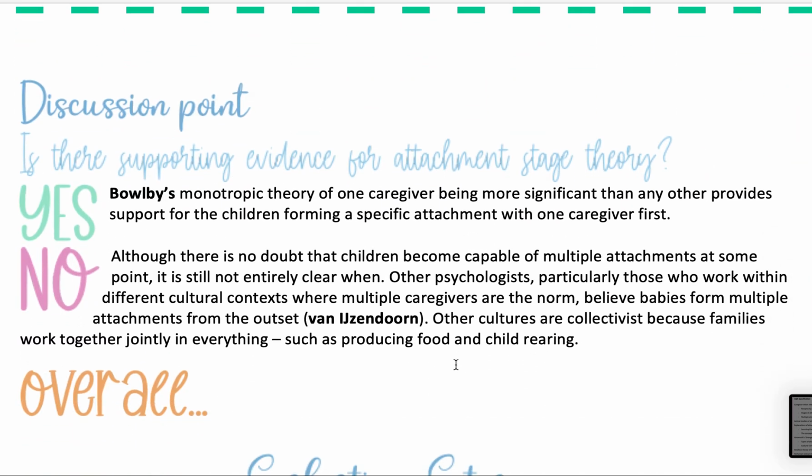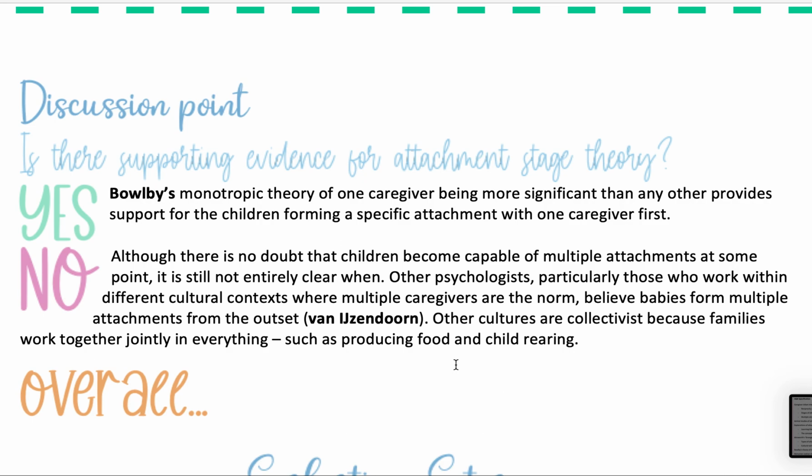Is there supporting evidence? So Bowlby, monotropy, this idea that one caregiver is more significant than others, and children do form a specific attachment with one caregiver first before moving on to the multiple attachment phase. And then Van Ijzendoorn is saying that it's less applicable to other cultures, those who are brought up in a cultural context where it's the norm to have multiple caregivers, so aunties, uncles, grandparents, etc.